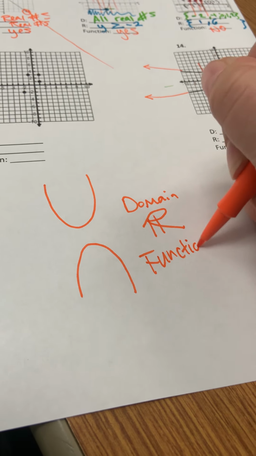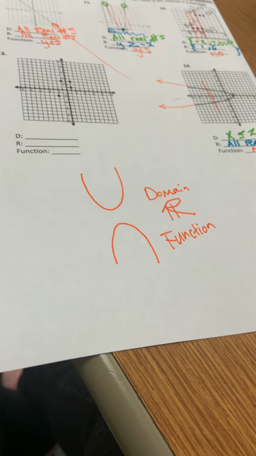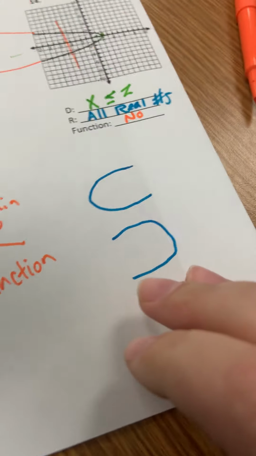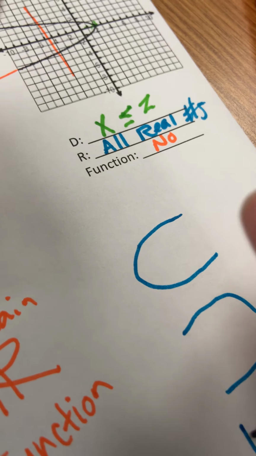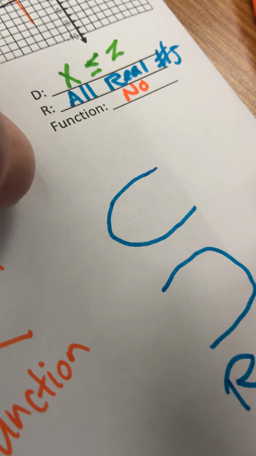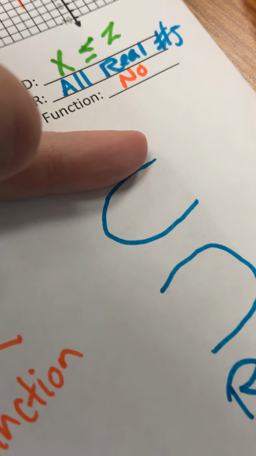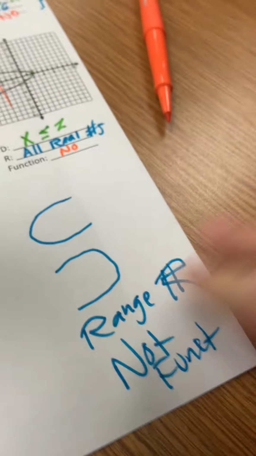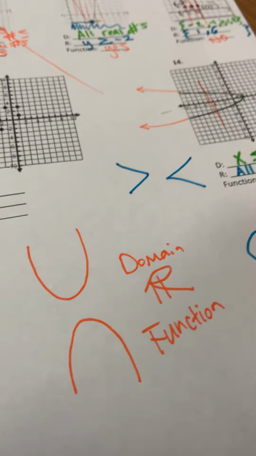And then I try to also remember, if it is like a C or a backwards C, my range is all real numbers, and it's not a function. And then sometimes it might not necessarily be a C, you might get like a V, and it's the same thing, it's a stopping point.